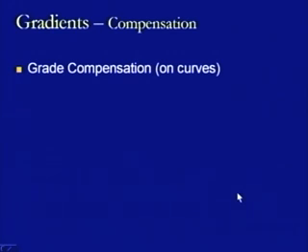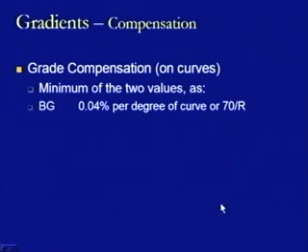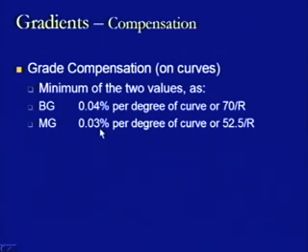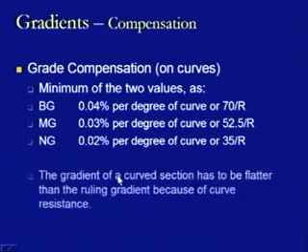Finally, the last thing to be discussed is grade compensation, where curves are provided. As we have discussed, due to the curves there is an additional resistance, and to remove this additional resistance the gradients are eased out. The value by which the gradients are eased out is the minimum of 0.04% per degree of curve, or 70 divided by R in the case of broad gauge, or 0.03% per degree of curve, or 52.5 divided by R in the case of meter gauge, and 0.02% per degree of curve, or 35 divided by R in the case of narrow gauge.